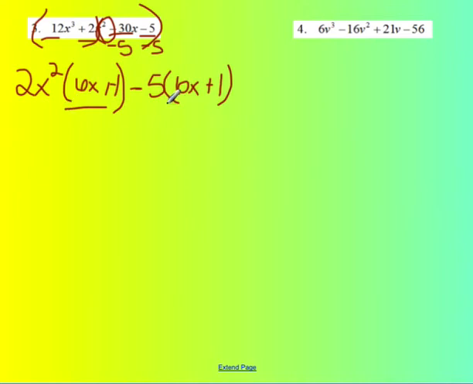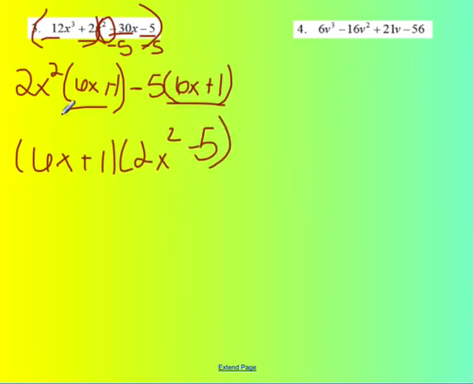By taking out that negative, it worked out that our leftovers matched. If you didn't take out the negative, they wouldn't have matched, so you know you did something wrong. So we have 6x plus 1 and 2x squared minus 5, once we write out our two parentheses. You write first your leftovers, and then in the other parenthesis, what was left over, which was the 2x squared minus 5.